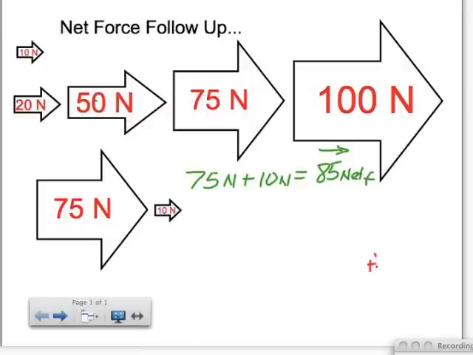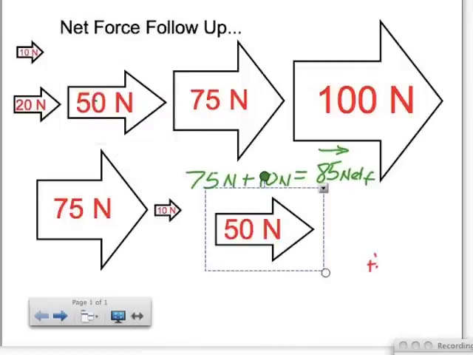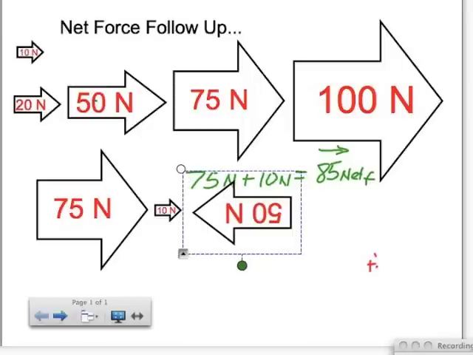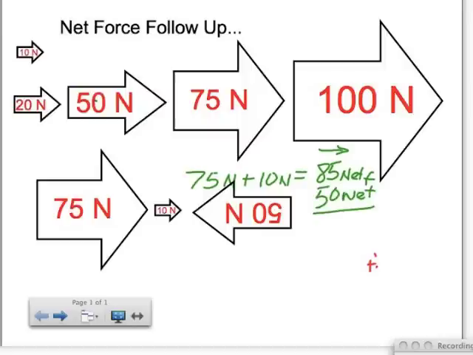Okay? So now then, let's say that I take a 50 newton force and I reverse it, so I spin it around. So it's opposing these forces, okay? So what do I do now? Well, I had 85 newtons moving to the right, now I have 50 newtons moving to the left, so I have to subtract this 50 newtons from the net force, okay? So it's going to go to the left, and so 85 minus the 50 is 35 newtons. That's my net force.